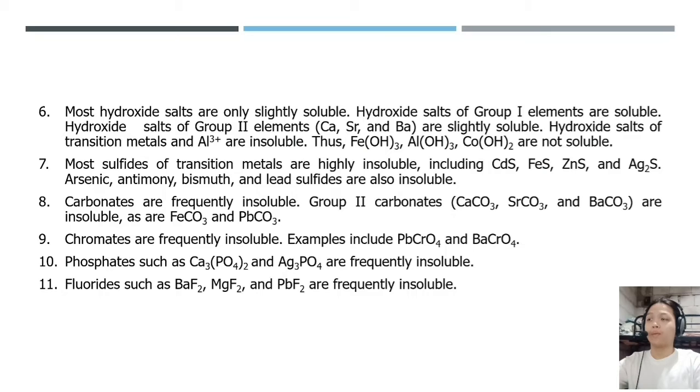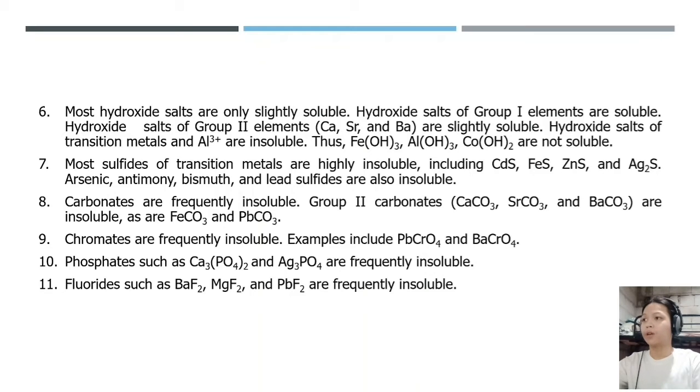Rule number 6. Most hydroxide salts are only slightly soluble. Hydroxide salts of group 1 elements are soluble. Hydroxide salts of group 2 elements Ca, Sr, and Ba are slightly soluble. Hydroxide salts of transition metals and aluminum 3 plus are insoluble. Thus Fe(OH)3, Al(OH)3, and Co(OH)2 are not soluble.